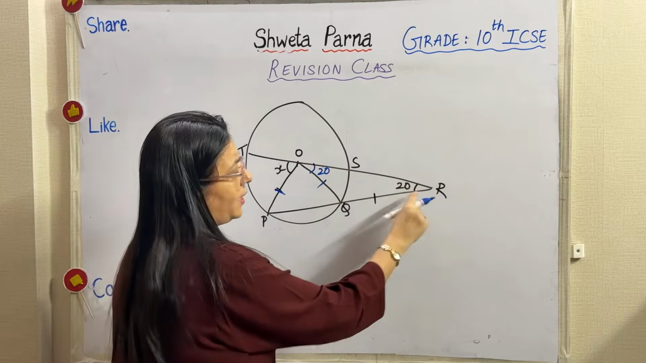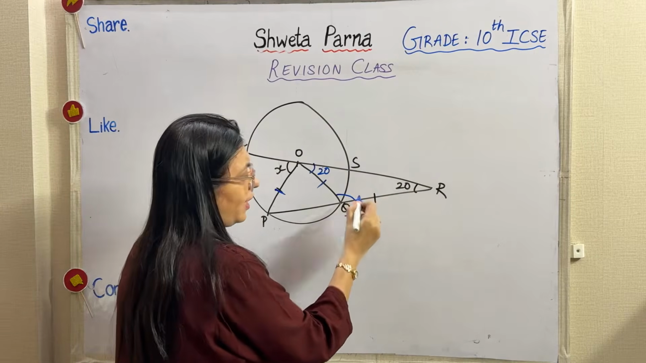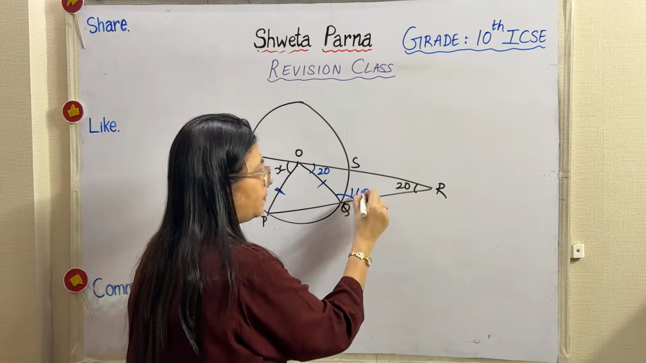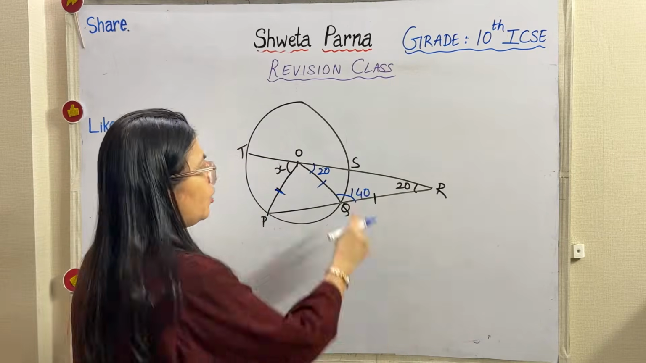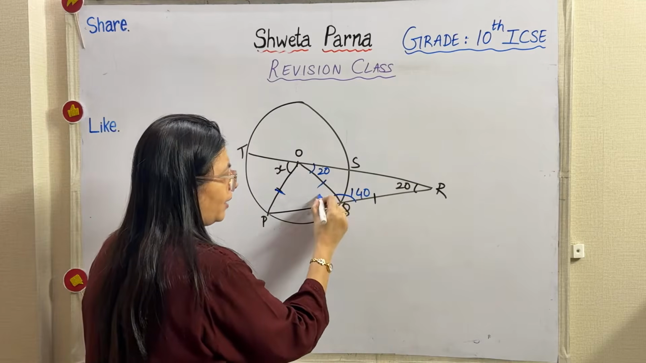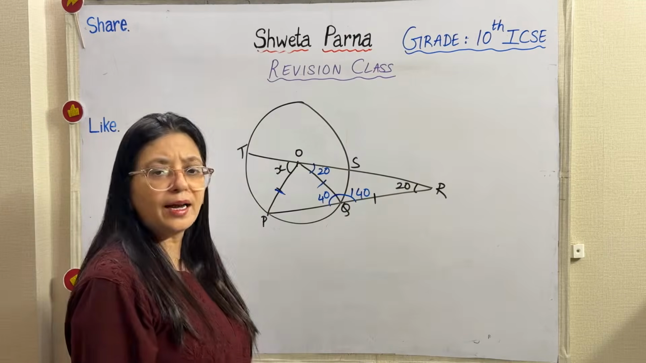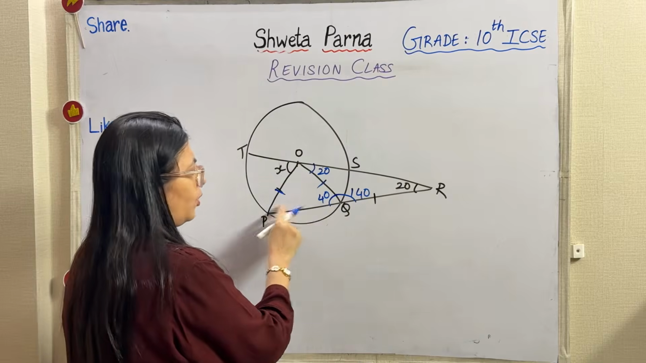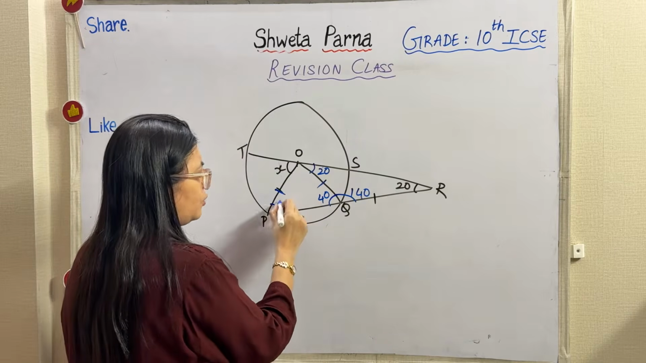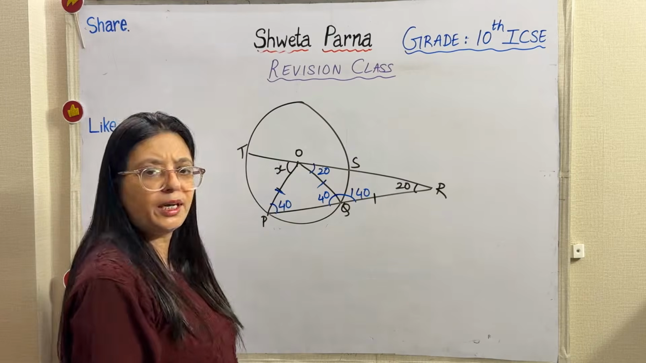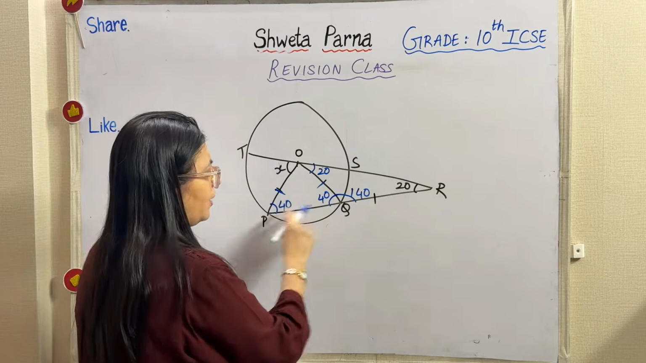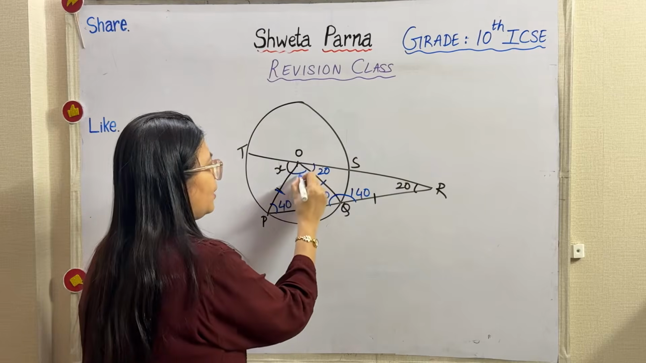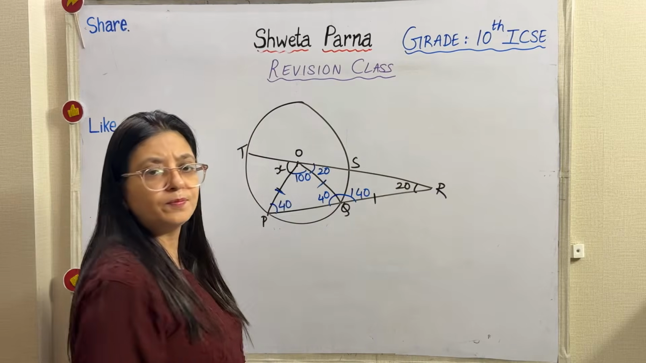Clear? So by the angle sum property, this angle would be 180 minus 40, which is 140. Okay. Now if this is 140, this angle will become 40 degrees. Angles in a linear pair. Now these two sides are equal, so these two angles will also be equal. So this angle will become 40 degrees. Now use the angle sum property. 40 plus 40 is 80. So this angle would be 100 degrees.